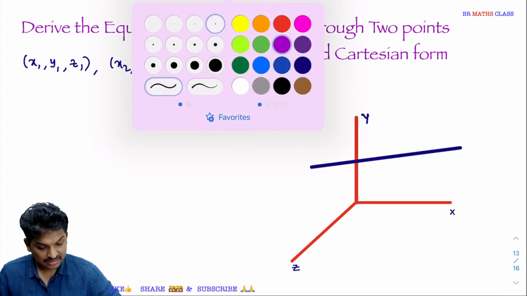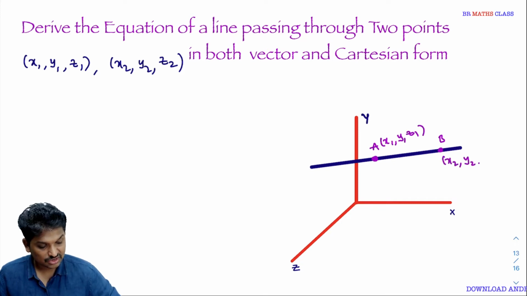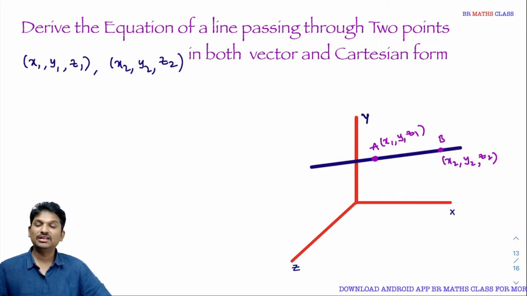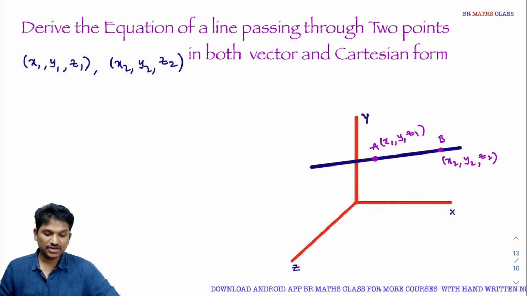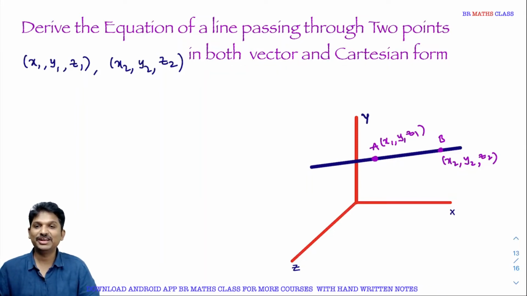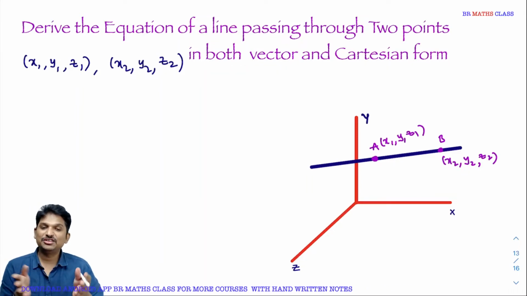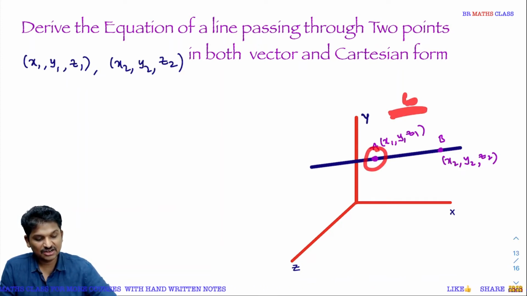That line is passing through 2 points A and B. A we will take as x1, y1, z1. B we will take as x2, y2, z2. What we are doing is deriving this line equation. This line is passing through 2 points, and we need to derive it in two forms: one is vector form, another one is Cartesian form. Right? How to derive? What is the difference between the last one and this one? In the last one they gave 1 point and said that the vector is parallel to b bar.